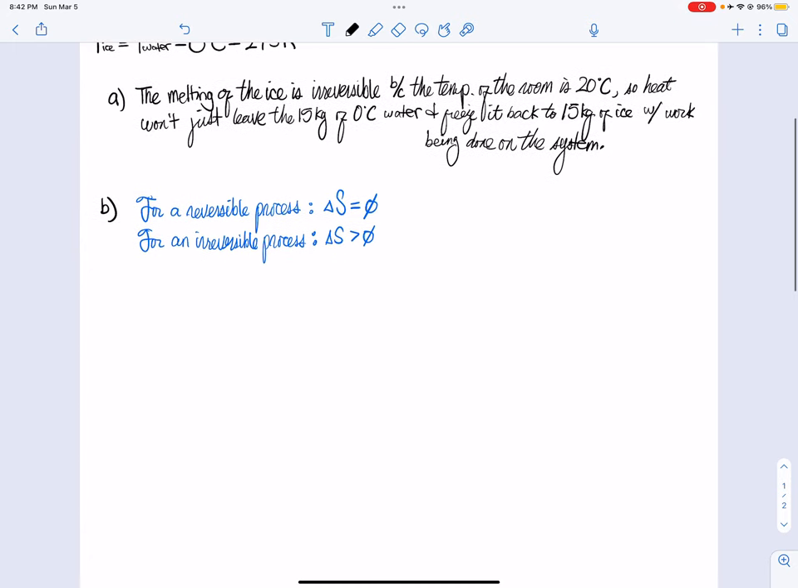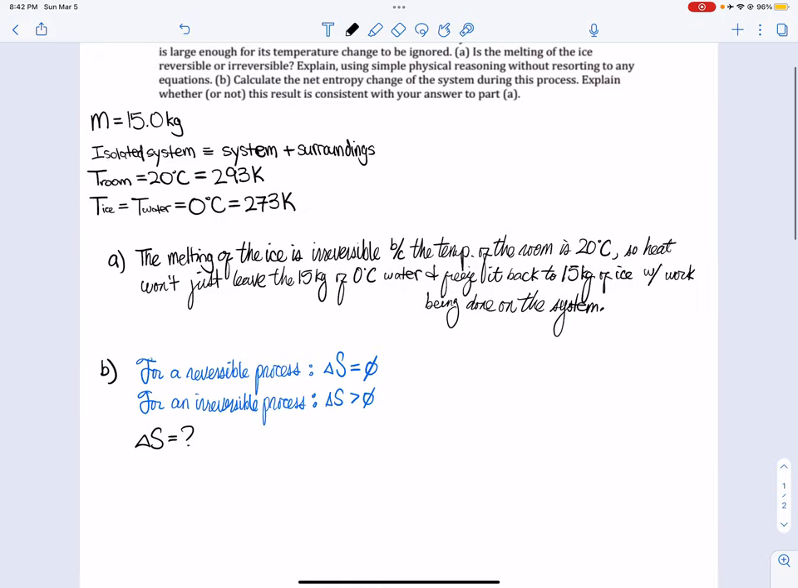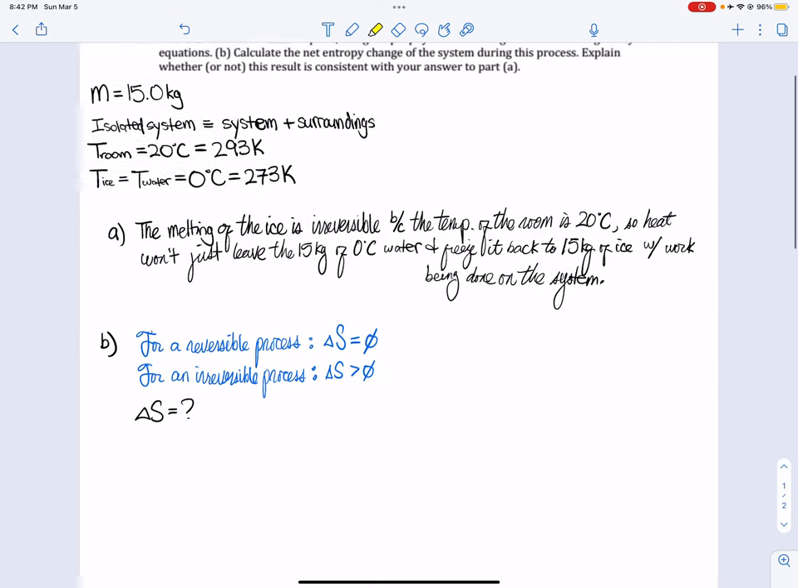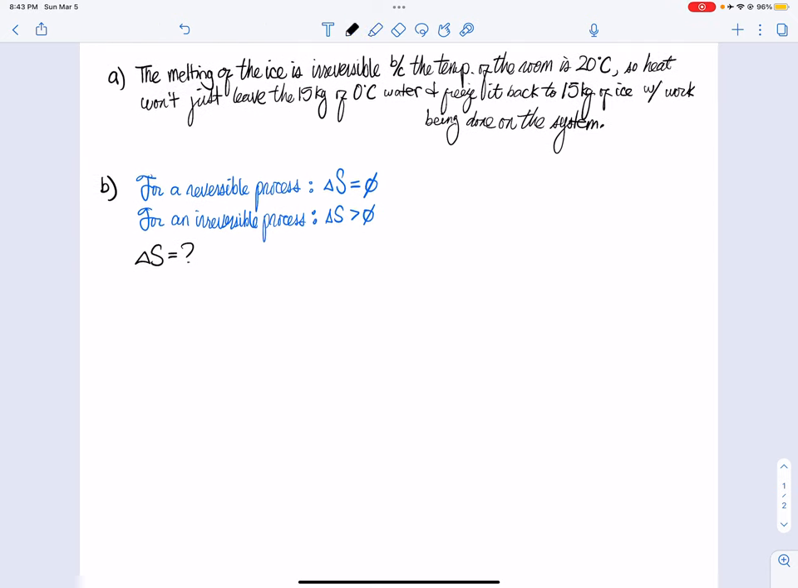So for part B, we're looking for the net entropy change. Again, we are told that we are going to treat the ice in the room as an isolated system. So therefore, my net entropy change will be the entropy change for the ice that melts, as well as the entropy change of our surroundings, or the room.